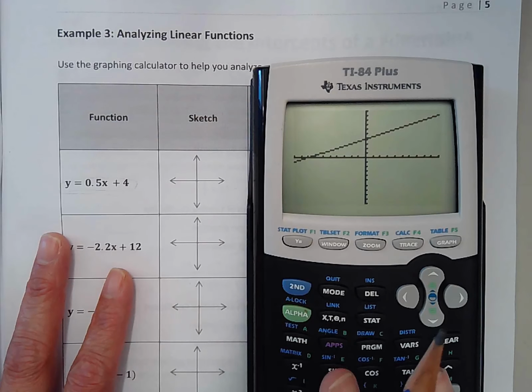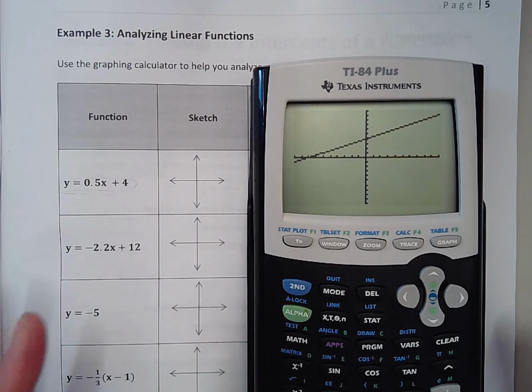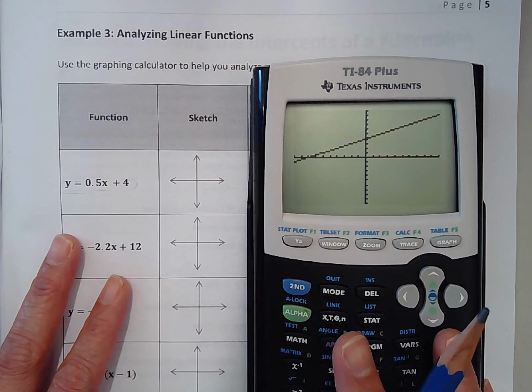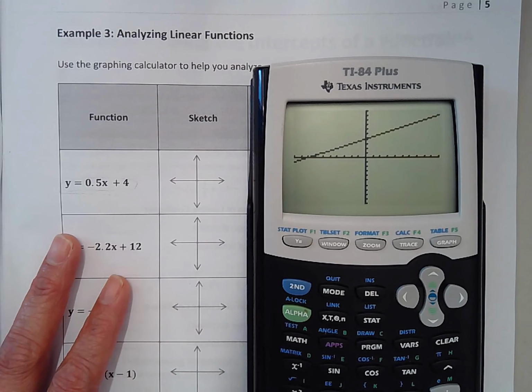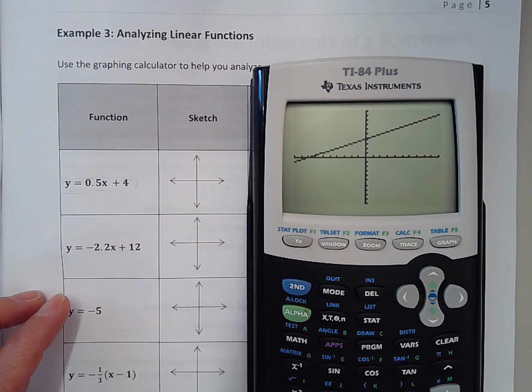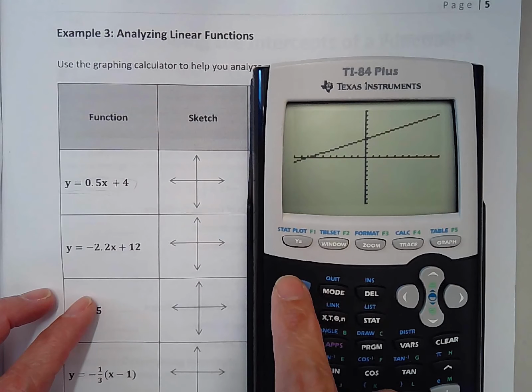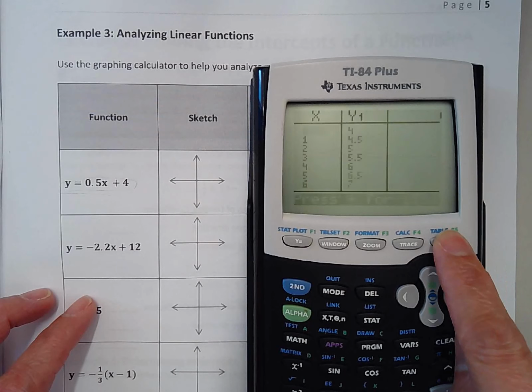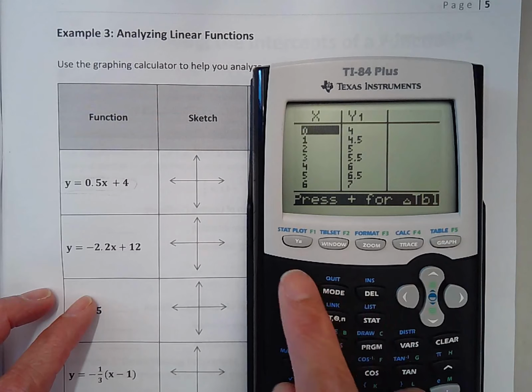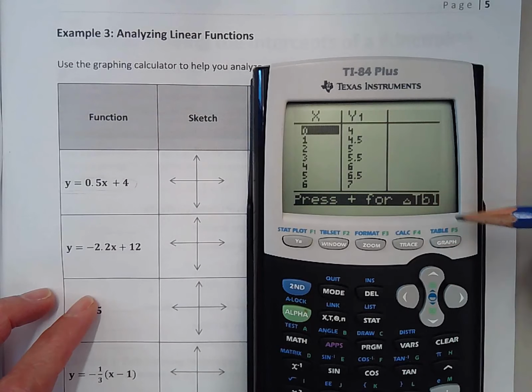Okay, so now we can see that it looks like that. What we're going to do is sketch it. So what are the points that we can use? We could use a table of values to pick up some points, correct? So let's go ahead and pick up some points from here. Second function, graph, that will activate the table of values.